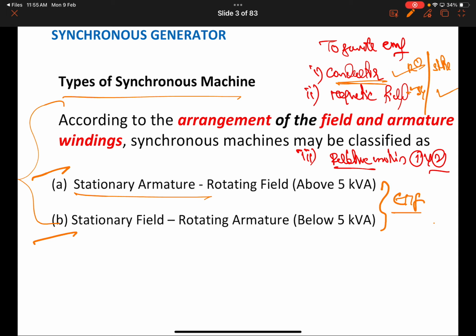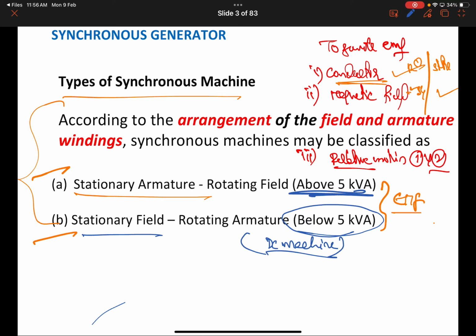But which one am I selecting here? That is more important for me. So in terms of power rating, if the rating is below 5 kVA, then a concept similar to the DC machine can be used in a synchronous machine. For a small power rating, we can use a rotating armature and stationary magnetic field, because the armature weight will be less.